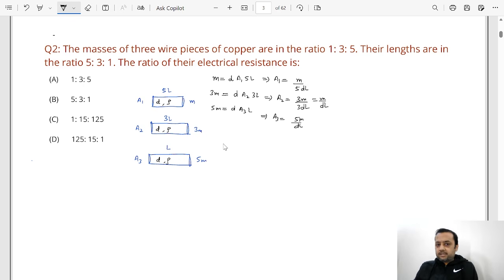So if I have to take the ratio of A1 is to A2 is to A3, then the ratio will be 1 by 5 is to 1 is to 5. Okay, 1 by 5 is to 1 is to 5, because m by dL will cancel out. Here 1 by 5 is present, here 1 is present, here 5 is present.